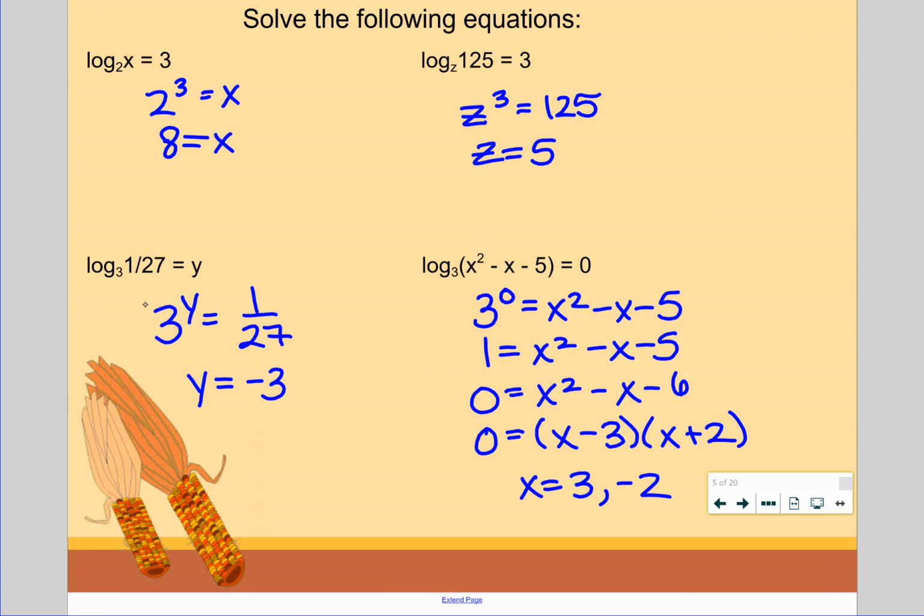All right, so we get negative 1/3 or negative 3 for the first one. 3 to the 3rd power will give you 27. You got to make it negative to get that 1/27. Write with the exponents, 3 to the 0 power gives you 1, and then you have a quadratic equal to 0. Factor it, use the quadratic formula to get solutions. Okay, questions on those? No? Okay. Great.